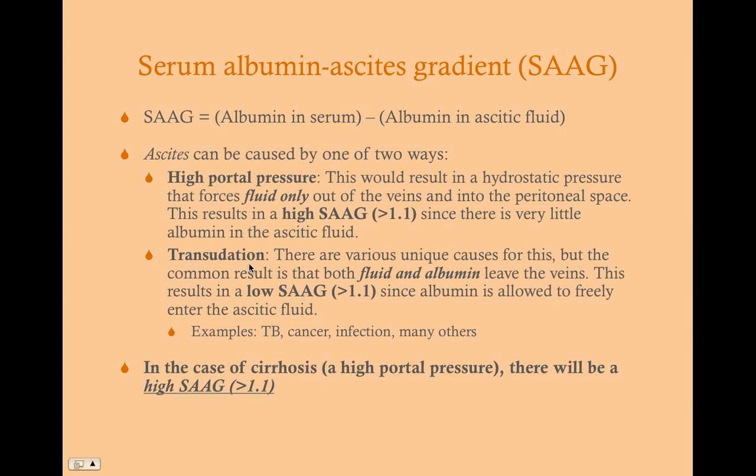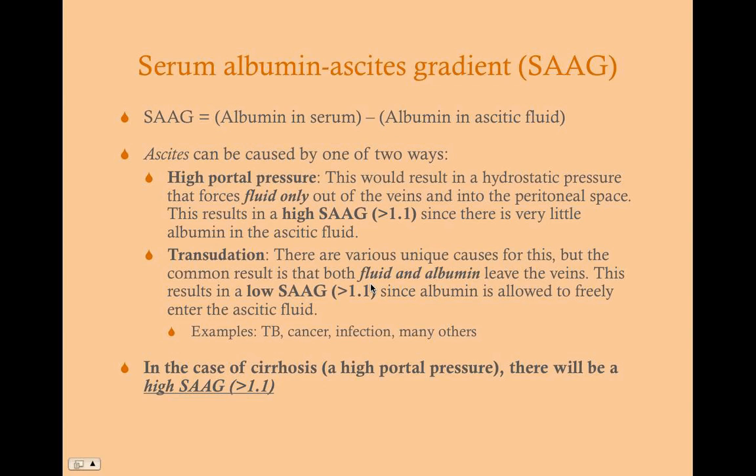Now let's compare this to a transudation, or the other kind of ascites, which can be caused by many different things: cancers, tuberculosis, infections. What happens in this case is that the veins become more leaky. And when the veins become more leaky, albumin can come out with the fluid. Because albumin can come out with the fluid into the ascites, the albumin in the ascitic fluid is going to be a little bit higher. And the result of that is the serum albumin-ascites gradient is going to be lower.